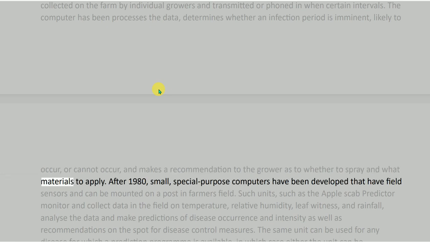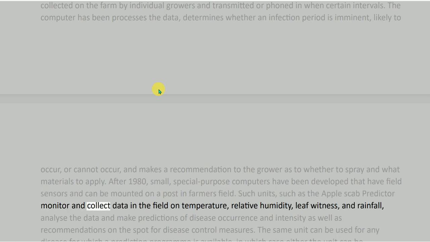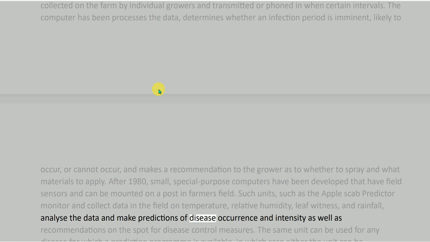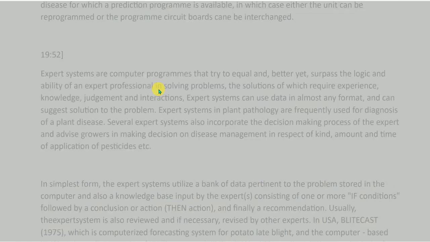After 1980, small, special-purpose computers have been developed that have field sensors and can be mounted on a post in a farmer's field. Such units, such as the Apple Scab Predictor, monitor and collect data in the field on temperature, relative humidity, leaf wetness, and rainfall, analyze the data and make predictions of disease occurrence and intensity as well as recommendations on the spot for disease control measures. The same unit can be used for any disease for which a prediction program is available, in which case either the unit can be reprogrammed or the program circuit boards can be interchanged.